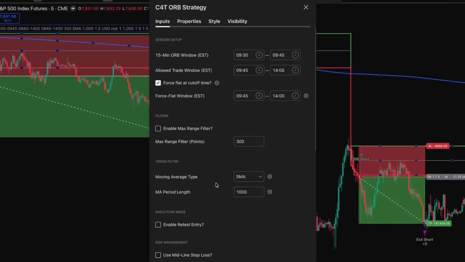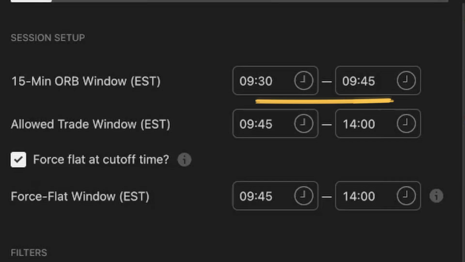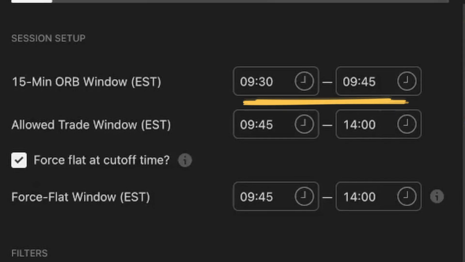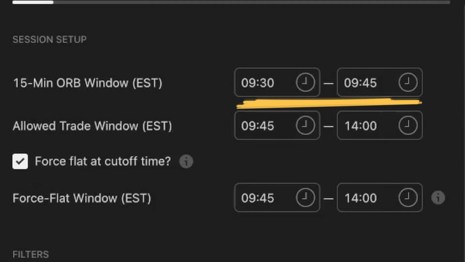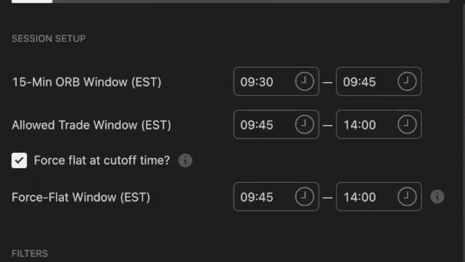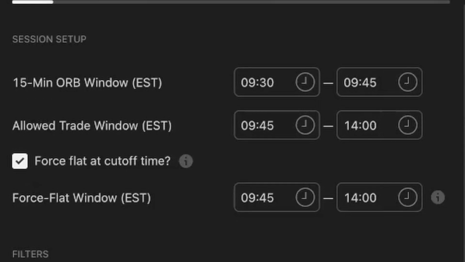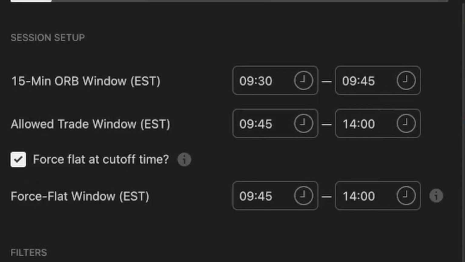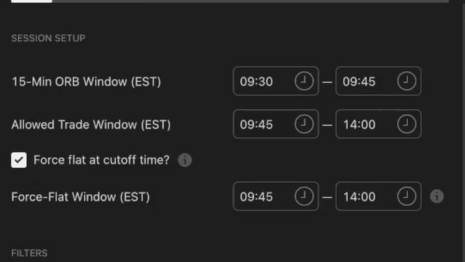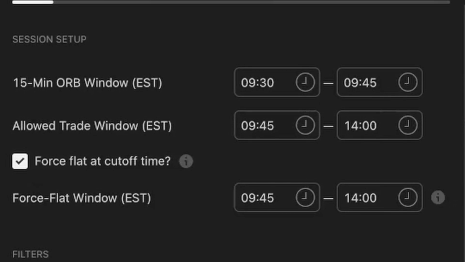So starting off with the 15-minute ORB, that is the setup for this strategy. Only the first 15 minutes is where you create the top and the bottom of the actual ORB we're looking for. The other part is I do have a window on when you are allowed to take a trade. Anything past this time frame you can't take anymore. You can adjust this as you wish, but right now I have it at 2 p.m. You can't take anything after that.